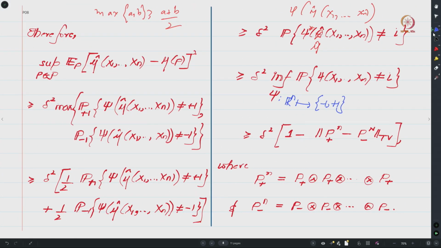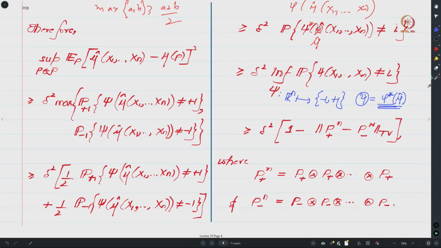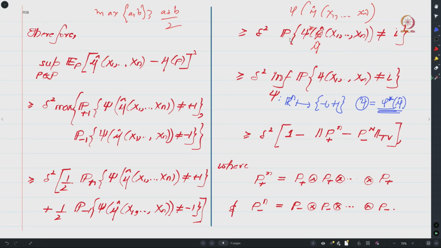So in this case your psi function is basically psi star of mu hat, right. So this function over here takes in as input x1 to xn, first applies your mu hat and then applies psi star. So in this way you can interpret this psi to be of this form over here, and hence the probability over a specific choice of psi is lower bounded by the inf over all possible psi functions.